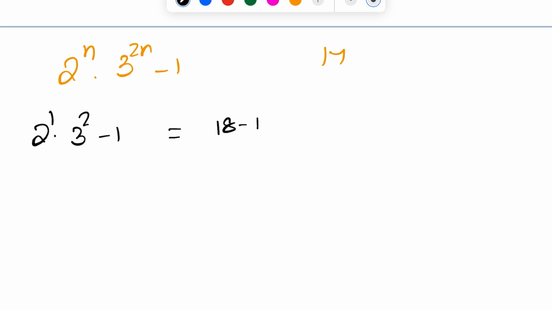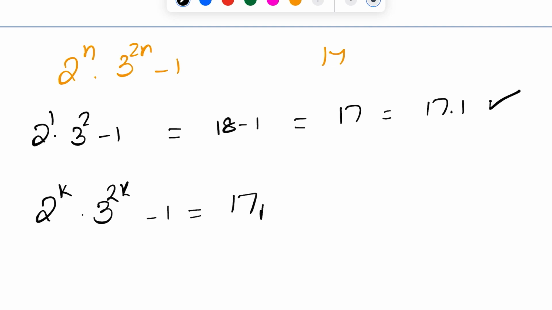Then in the first question, the last one, h: 2 power n times 3 power 2n minus 1 is divisible by 17. n equals 1. 2 power 1 times 3 square minus 1, which is 18 minus 1, which is 17, which is 17 times 1. It is true for n equals 1. Let us assume that it is true for n equals k, meaning 17p. Make that the subject: 2 power k times 3 power 2k equals 17p plus 1.